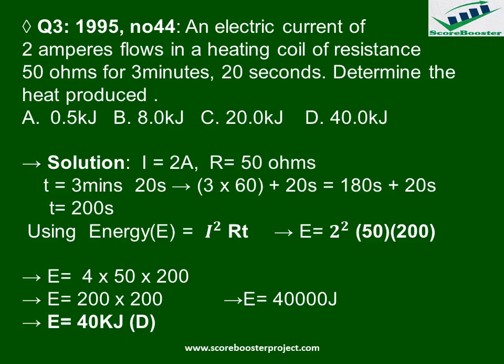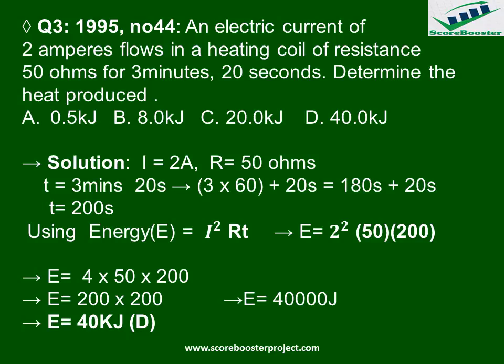Now the next question we shall be considering is question 3, which comes from 1995, number 44, and the question goes thus: an electric current of 2 ampere flows in a heating coil of resistance 50 ohms for 3 minutes 20 seconds. Determine the heat produced. So in this particular question, you are given option A to be 0.5 kilojoule, option B is 8.0 kilojoule, option C is 20.0 kilojoule, while option D is 40.0 kilojoule.